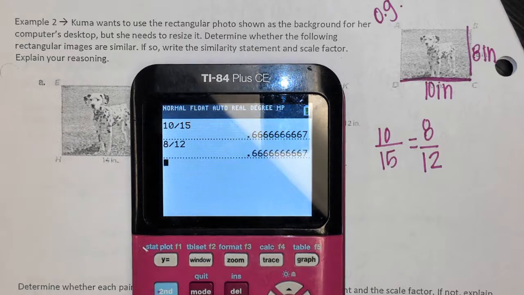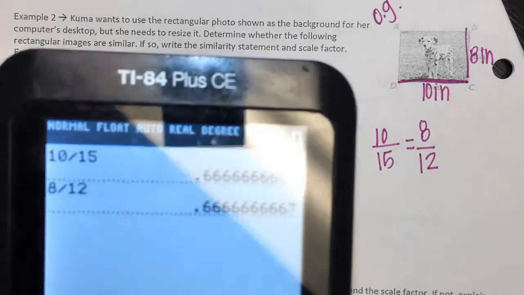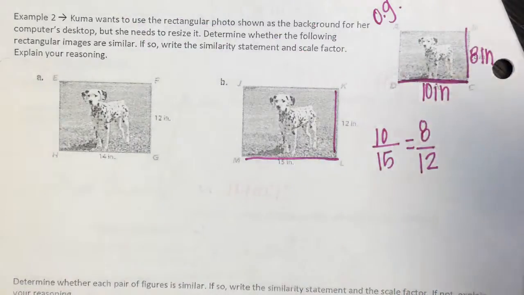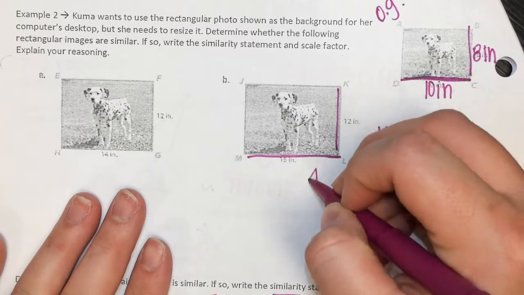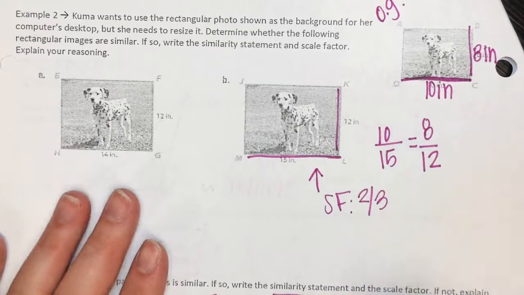8 divided by 12. Are those the same thing? What's the scale factor? 2 to 3. So these two are similar. The scale factor is 2 to 3.